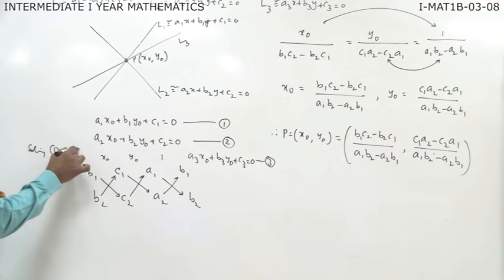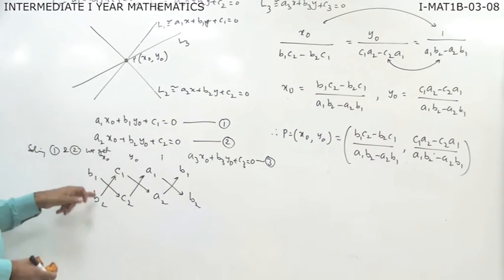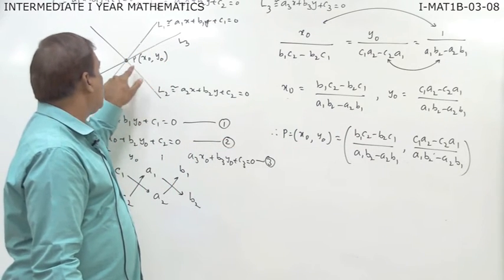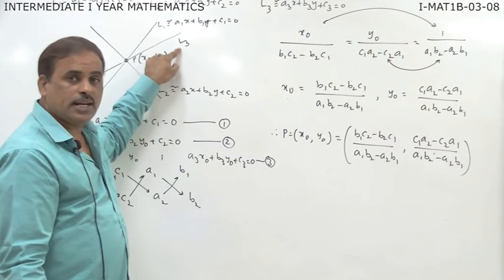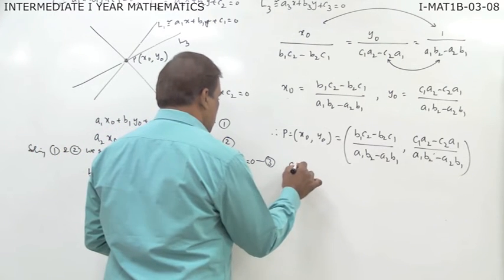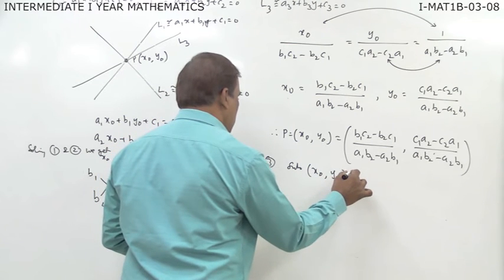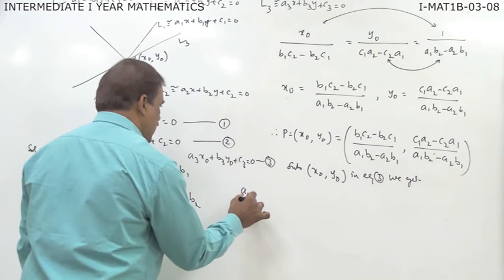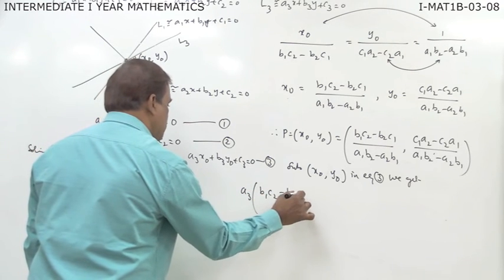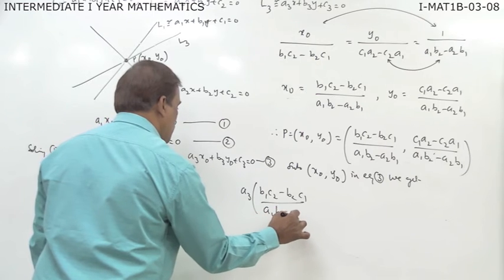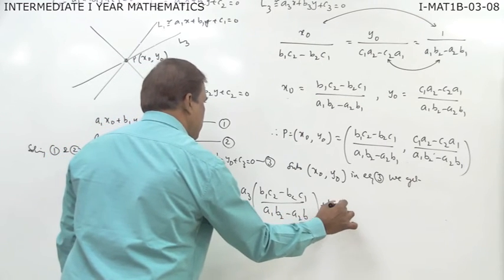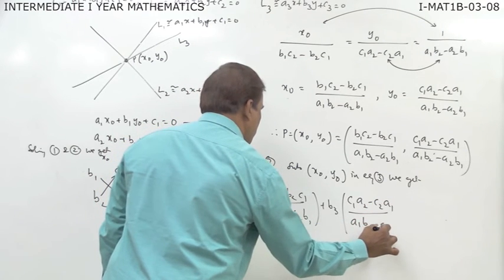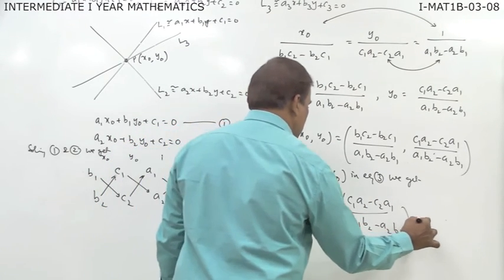Solving 1 and 2, we get x0 and y0 to be this. When the three lines are concurrent, this point x0, y0 should satisfy the third line also. Substituting x0, y0 in equation 3, we get a3 into (b1 c2 minus b2 c1) by (a1 b2 minus a2 b1) plus b3 into (c1 a2 minus c2 a1) by (a1 b2 minus a2 b1) plus c3 is equal to 0.